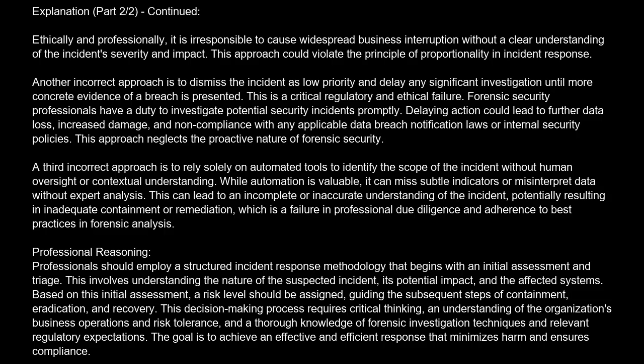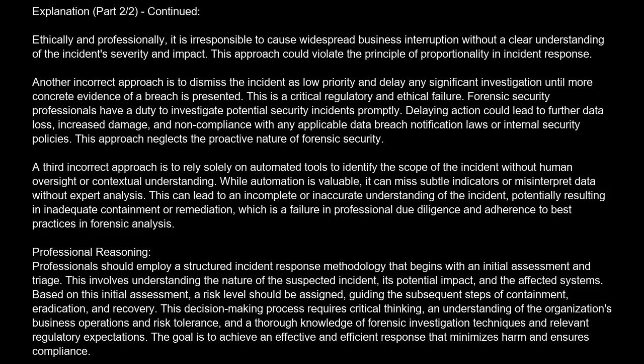A third incorrect approach is to rely solely on automated tools to identify the scope of the incident, without human oversight or contextual understanding. While automation is valuable, it can miss subtle indicators or misinterpret data without expert analysis. This can lead to an incomplete or inaccurate understanding of the incident, potentially resulting in inadequate containment or remediation, which is a failure in professional due diligence and adherence to best practices in forensic analysis.